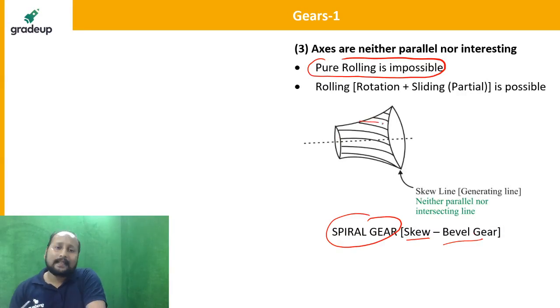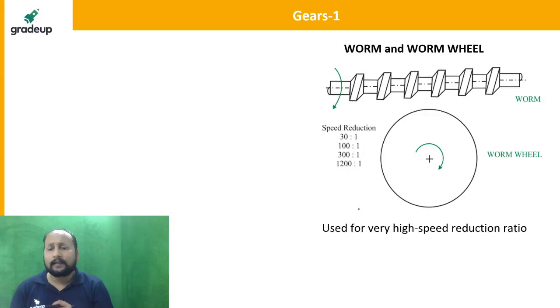You can see the profile of this. It's not a straight line. It's a curve. So pure rolling is not at all possible in case of spiral gear. But if you want to transmit power between two axes which are not parallel and not intersecting, then you will prefer the spiral gear. Is that clear? Fine. Now let us discuss one of the very commonly used gears, the worm wheel.